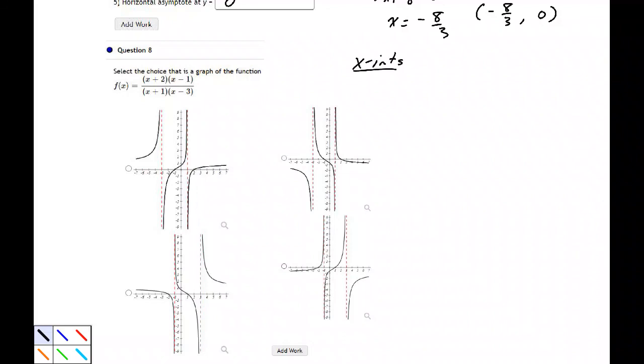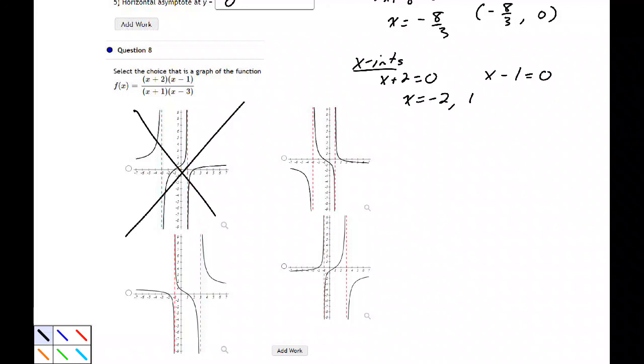Okay, so I'm going to take x plus 2 equals 0 and x minus 1 equals 0. And solving each one of those, I see that x equals negative 2 and x equals positive 1. So I should have x-intercepts of negative 2 and 1. Now, my first graph has an x-intercept of negative 1 and an x-intercept of 2. Those signs don't match, so my first upper left function is out.